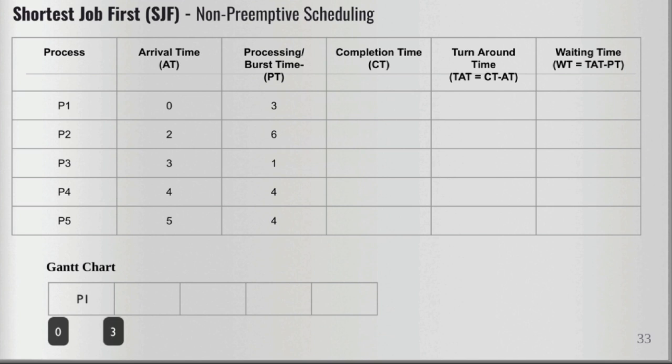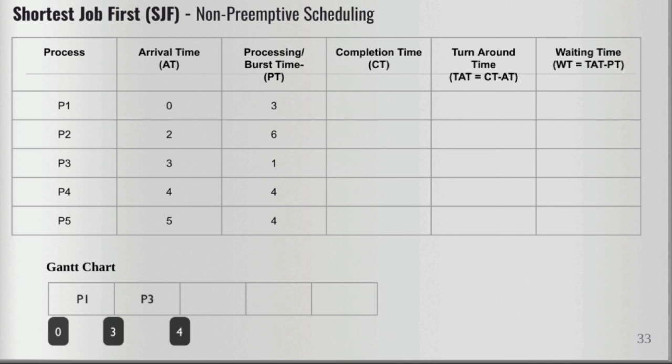definitely P3 wins. That's why we'll put P3 over here, and we'll execute this for the period of 1, because that is the processing time of that. So 3 plus 1 is 4. So this will be executed for the duration of 1 time unit, so it'll go up until 4. So P3 is done. P1 is done.